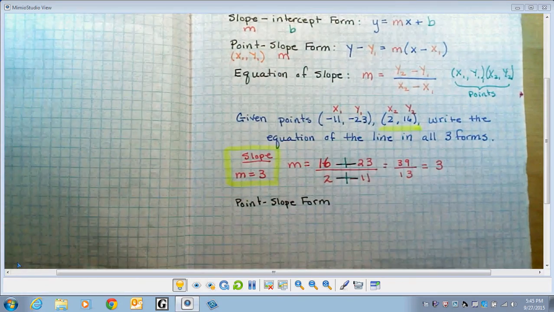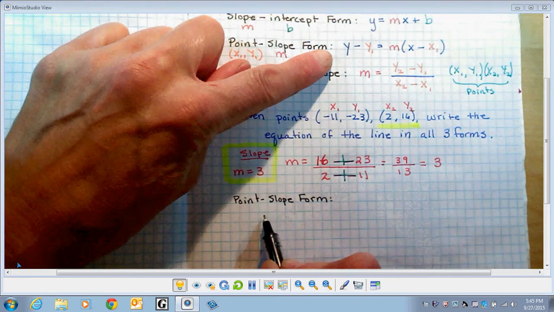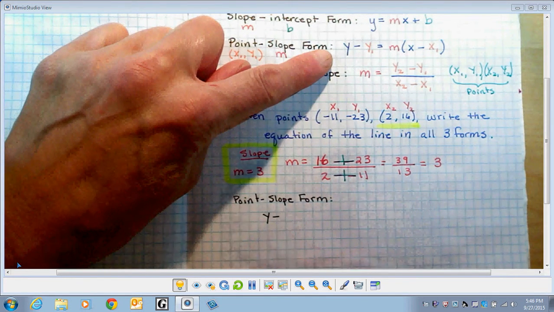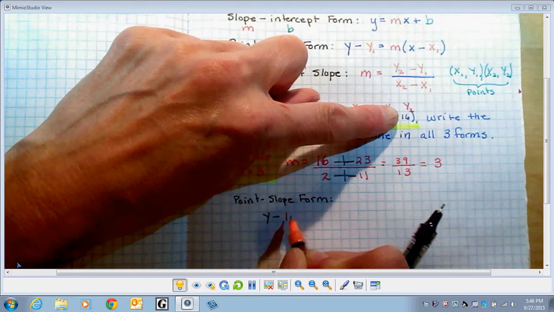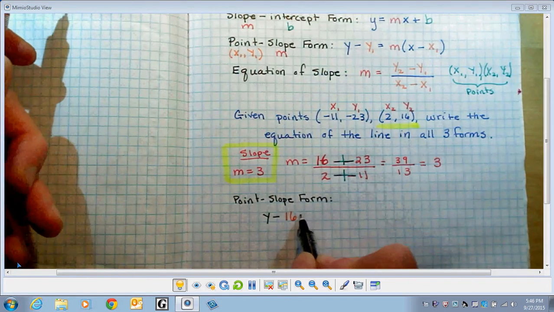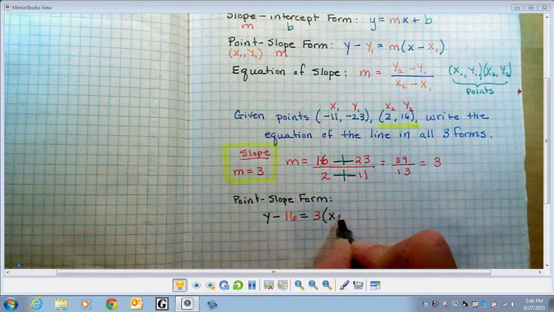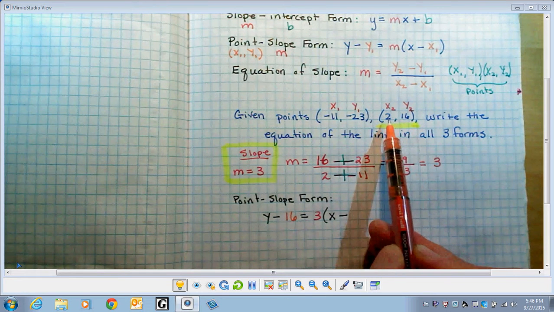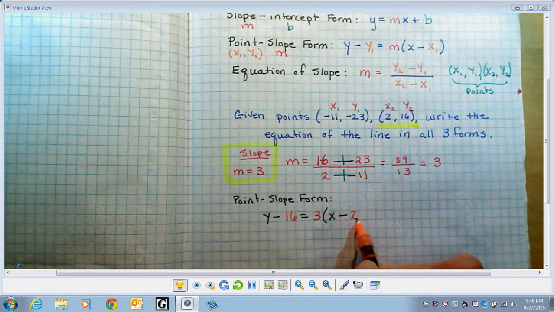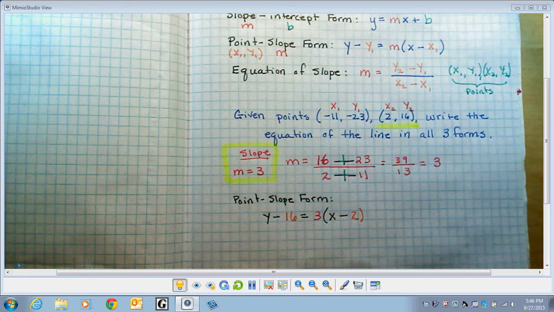Okay? So let's see, what would that be? So that's going to be y minus y1, and y1, in this case we're using y2, so it doesn't really matter, which is 16, is equal to, well, what's our slope? Our slope was 3 times x minus, well, what's x1? It has to be the x that goes with the 16, which is the 2. Okay, so I've just written it in point-slope form. I don't need to do any more with that.